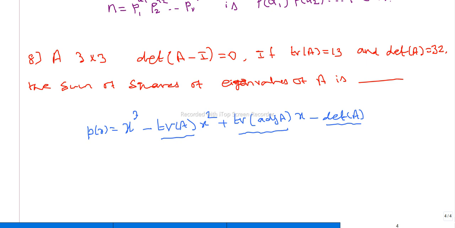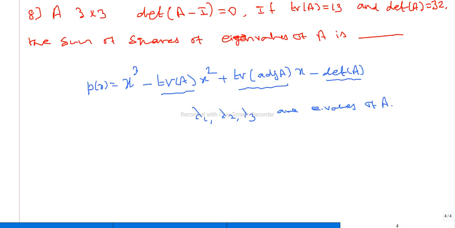Suppose we assume lambda 1, lambda 2, lambda 3, because for a 3 by 3 matrix we have only 3 eigenvalues. We call lambda 1, lambda 2, lambda 3 the eigenvalues of A. Okay, good. But it is given that determinant of A minus I should be 0, therefore one of the eigenvalues is 1. Without loss of generality, we assume that the first eigenvalue is 1, because the determinant is 0, therefore at least one eigenvalue should be 1. So now we can write this.